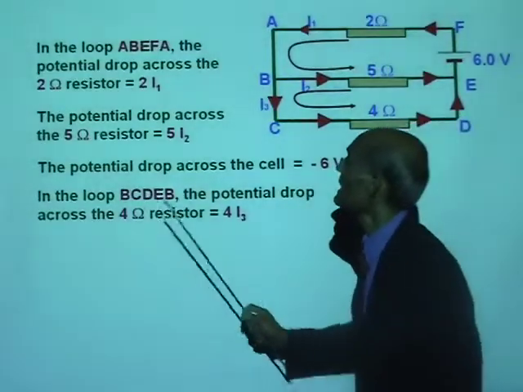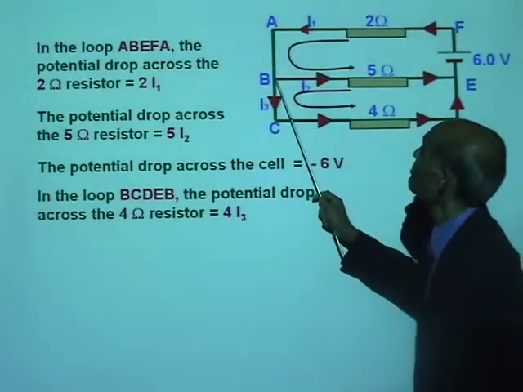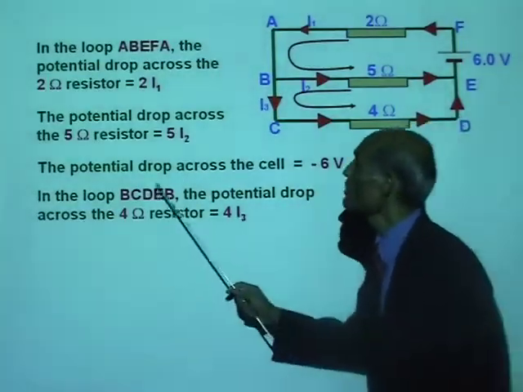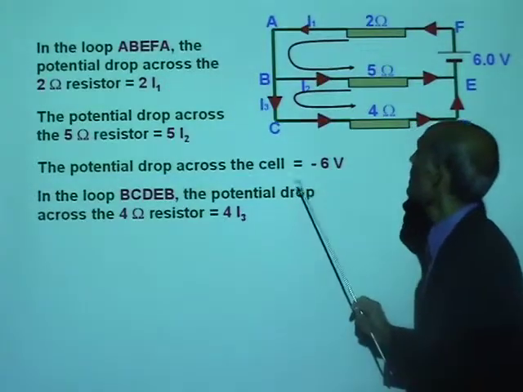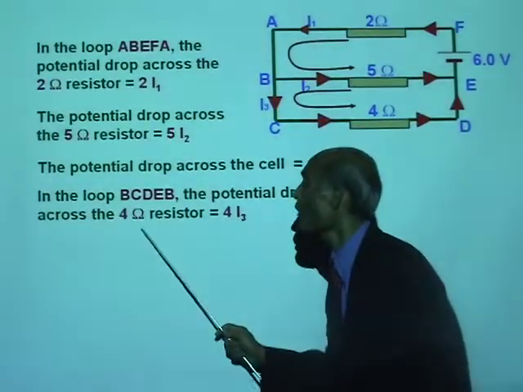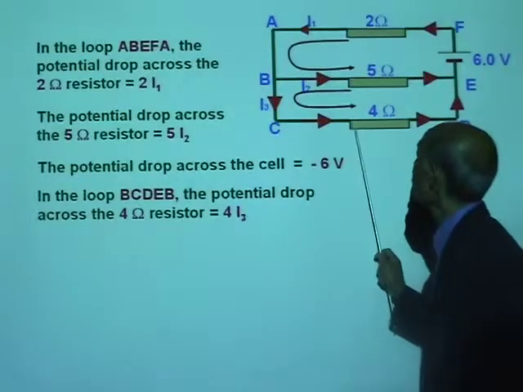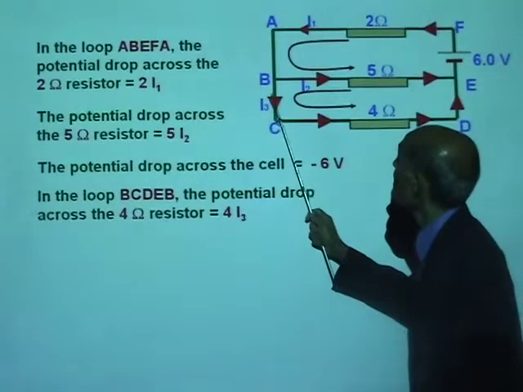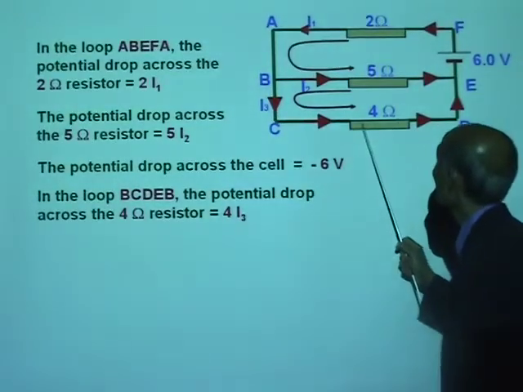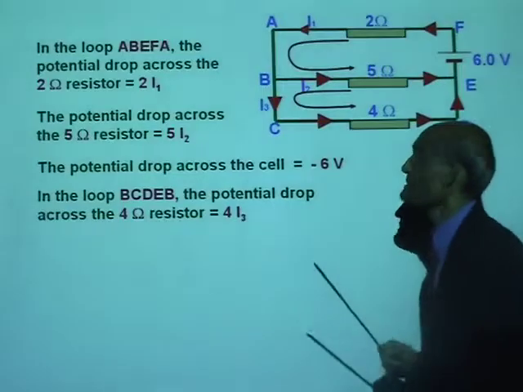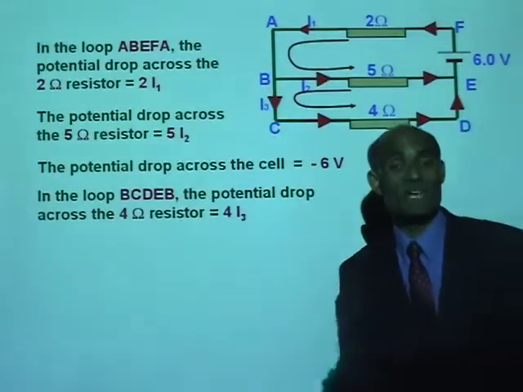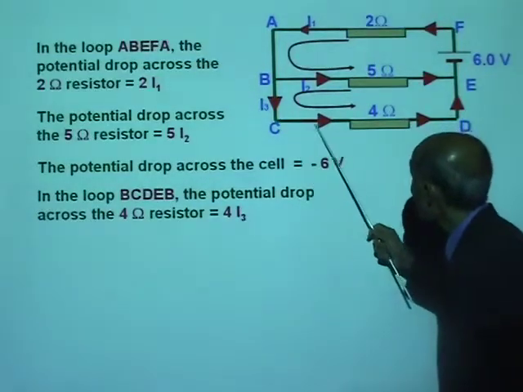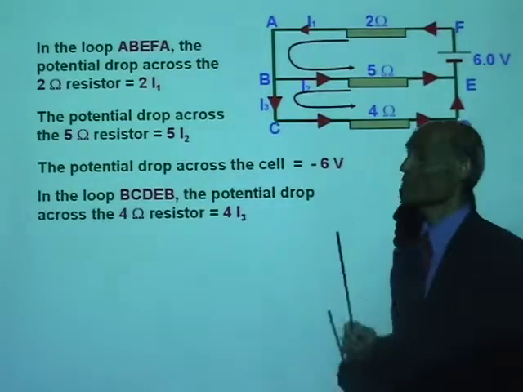Now, similarly, let's look at the loop B, C, D, E, B. In this loop, the potential drop across the 4 ohm resistor is 4 ohm times I3. Look at that. I3 is the current that flows in the 4 ohm. It's 4 times I3. Is that positive or negative? The direction of the current is the same as the direction of tracing the loop, so that is positive.